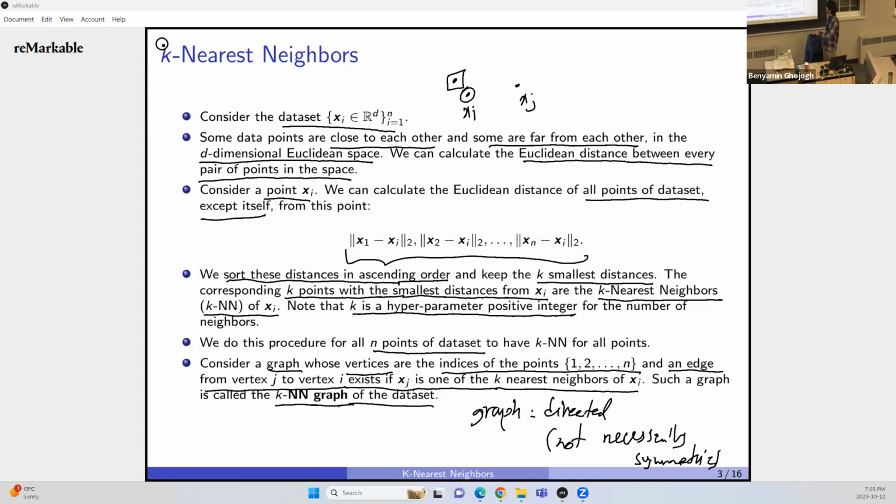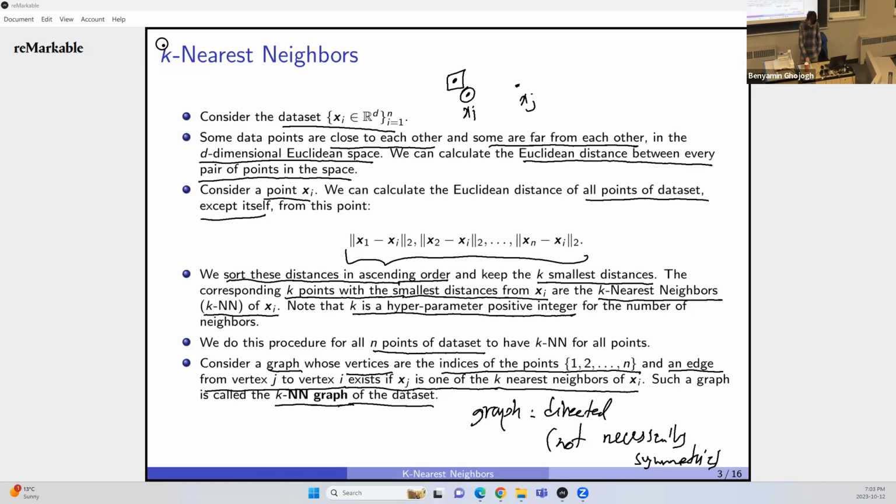Therefore, we get the k nearest neighbors of each point. As a result, we can have a graph called the k nearest neighbors graph, or KNN graph, whose vertices are the indices of the points 1 to n, and an edge exists from vertex j to vertex i if xj is one of the k nearest neighbors of xi. And using a counterexample, we said that this graph is directed, because if xi is a k nearest neighbor of xj, not necessarily xj is a k nearest neighbor of xi. It might be, but not necessarily.